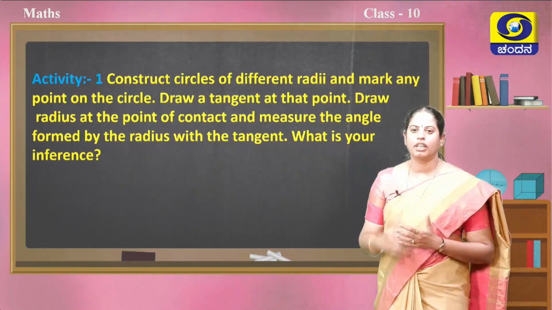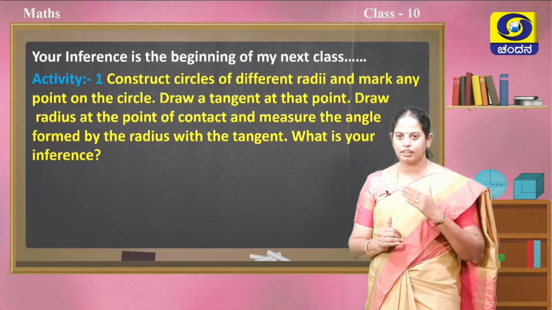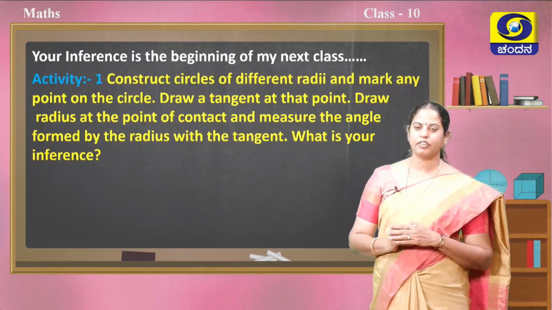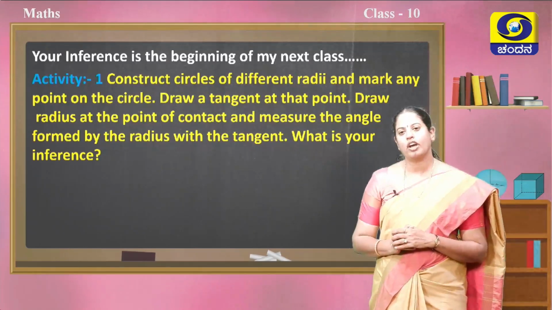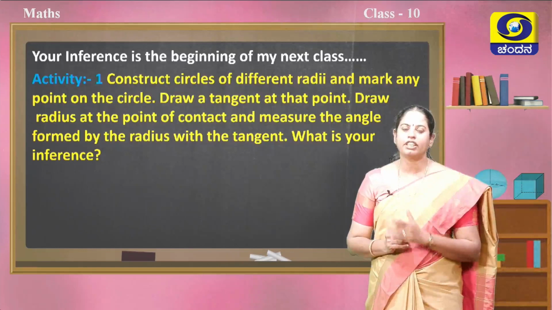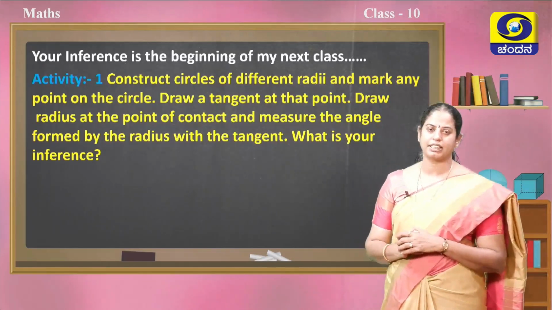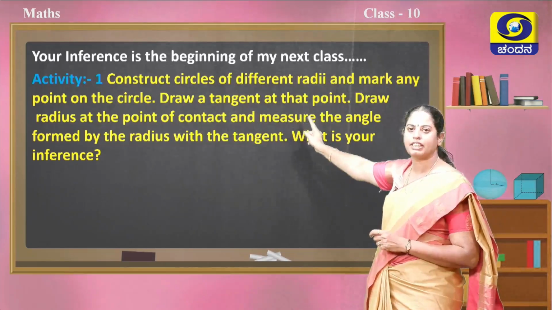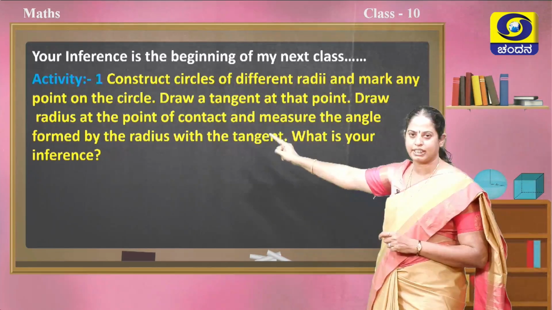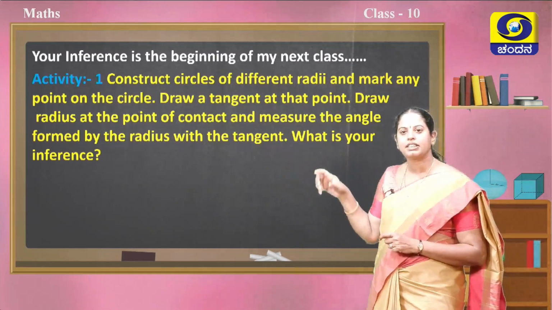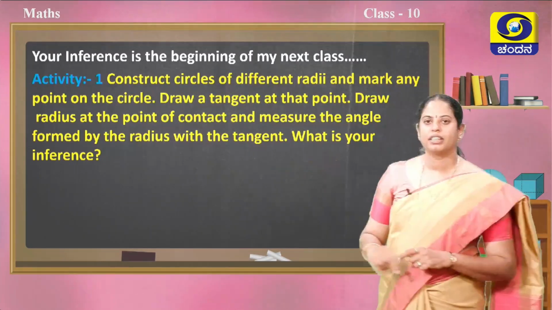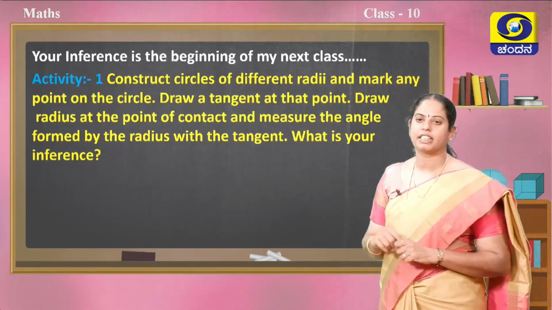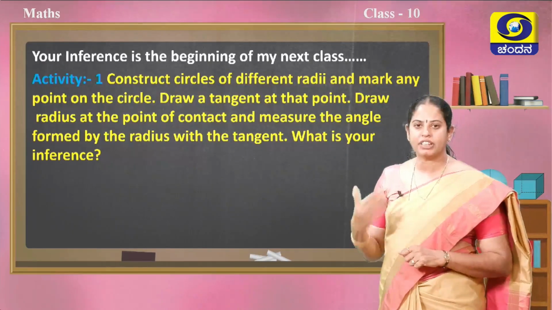Now, I stop this class here and I give you two activities. You have to do these activities and record your inference. That inference is the beginning of my next class. So, what is that activity? Construct circles of different radii and mark any point on the circle. You have to construct circles with different radii.